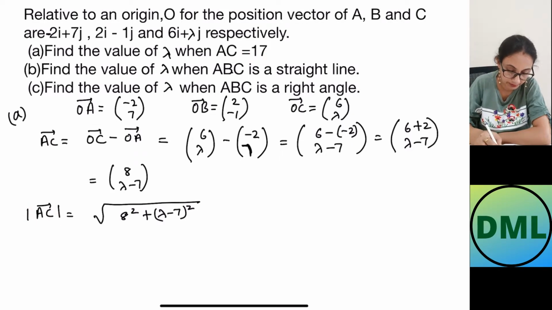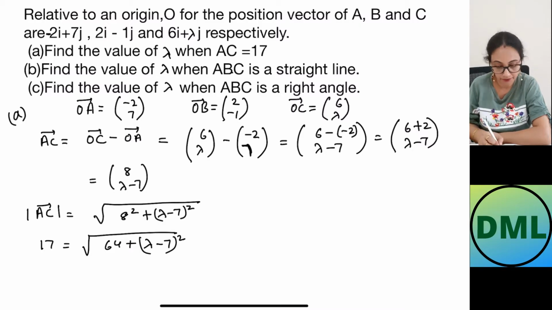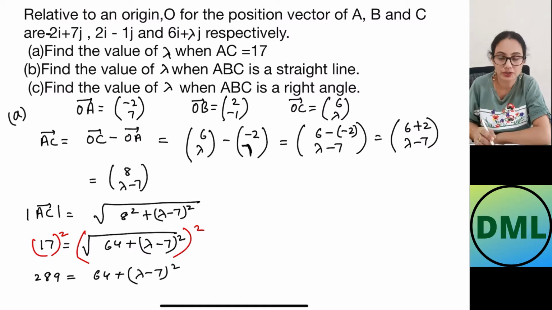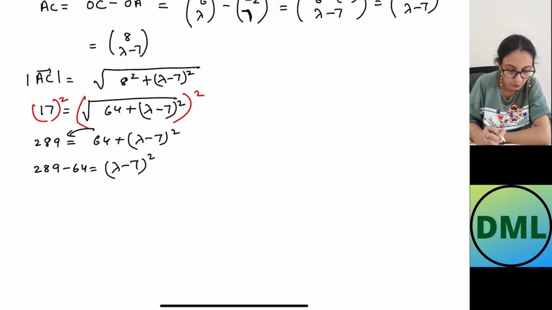Let's substitute the value over here. So 17 is equal to root of 64 plus lambda minus 7 the whole square. Now if I have to eliminate the root, I have to take the square on both sides. So let's do the square on both sides. So 17 square is 289. That can be written as 64 plus lambda minus 7 the whole square. Now move this 64 to the left hand side. It will be 289 minus 64 equals lambda minus 7 the whole square. So if you subtract 289 minus 64, that will be 225 is equal to lambda minus 7 the whole square.